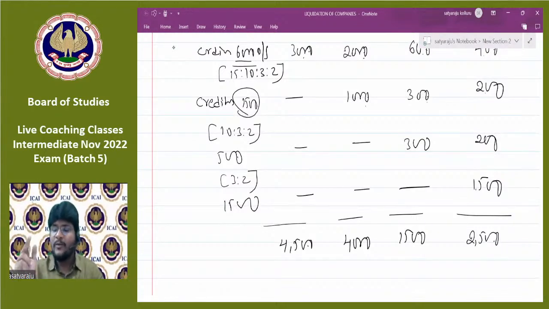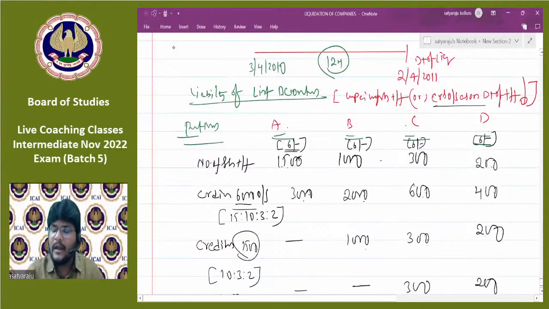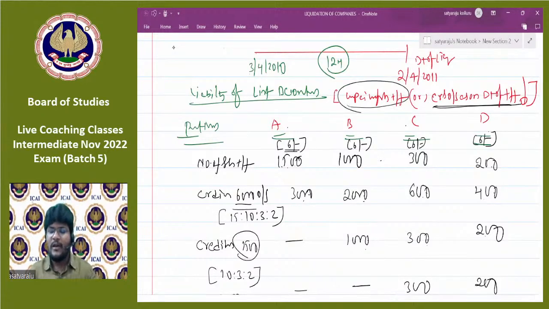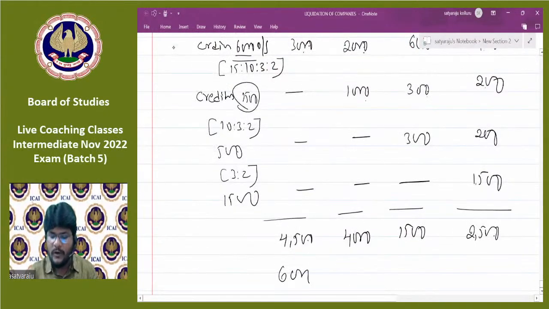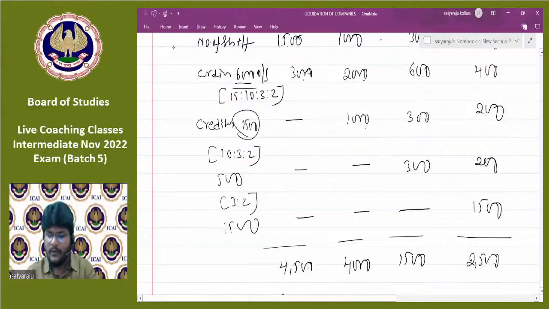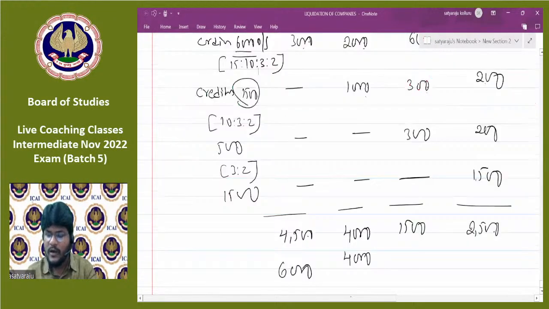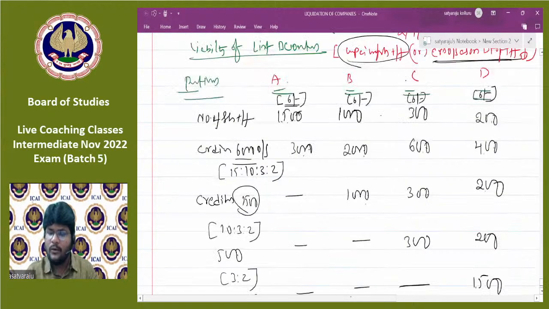Now, the maximum liability of the list B contributory is the creditors outstanding as on date of transfer or the unpaid value of the shares transferred. Unpaid value of the shares transferred means you should multiply the number of shares by 4. 1,500 into 4, 6,000. 1,000 into 4, 4,000. Next, 300 into 4 means 1,200. Next, 200 into 4, 800.